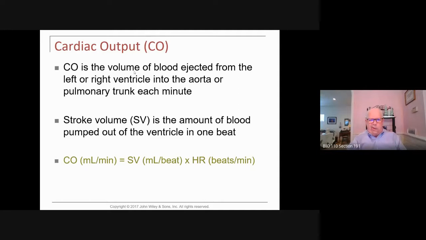So the formula for cardiac output is cardiac output in milliliters per minute is equal to stroke volume, milliliters per beat, times heart rate, which is beats per minute. This is volume of blood pumped out of the ventricle in one beat. Cardiac output is SV times HR.